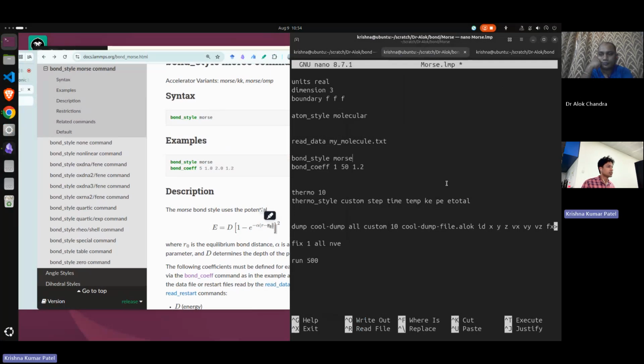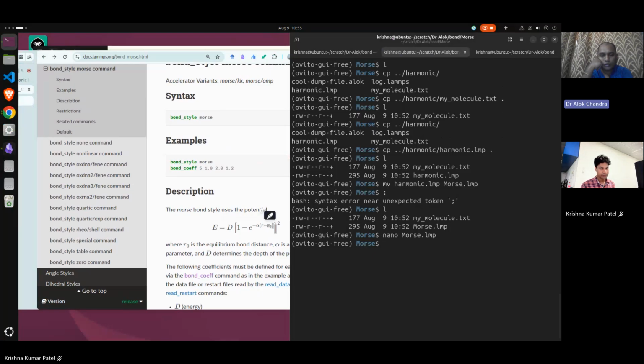Yeah, this is the constant. So the constants that I'm going to use are 20, 2.0, and 1.20. Yep. So that should be your equilibrium bond distance, 1.20. That is the distance that we want to maintain between those two atoms. And this is probably alpha value and then the D value. Okay. Let's just save them.